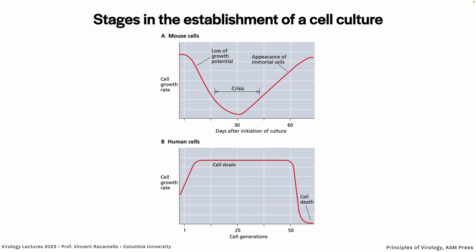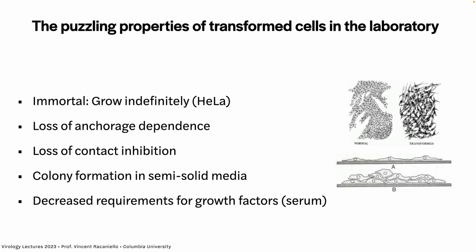T antigen is involved in origins and transcription, but it's also involved in this. Transformed cells, they grow indefinitely like HeLa cells. They were taken from a lady in the 50s who had a tumor on her cervix. They're put in culture. They were the first cell to grow forever. You know, this was an amazing discovery, and HeLa cells were used for years. So they grow indefinitely. They lose their anchorage dependence.